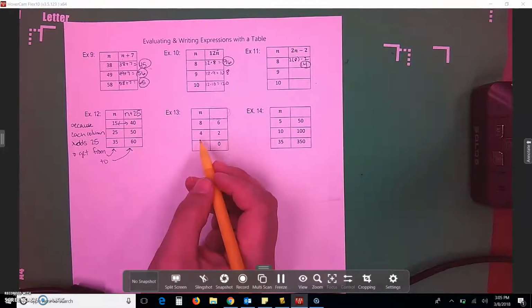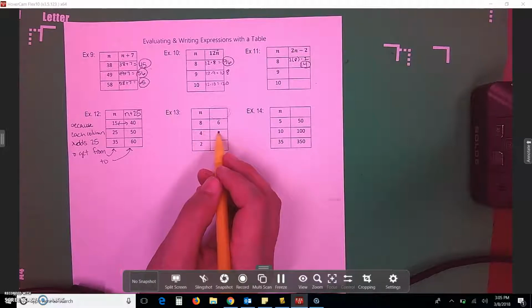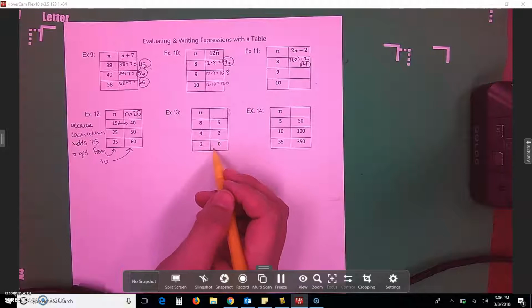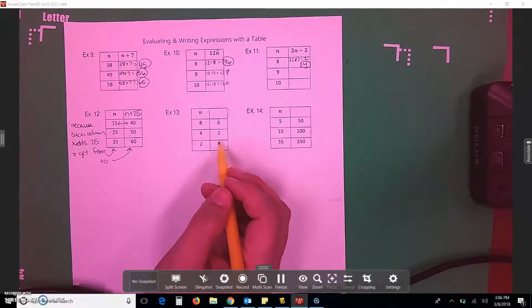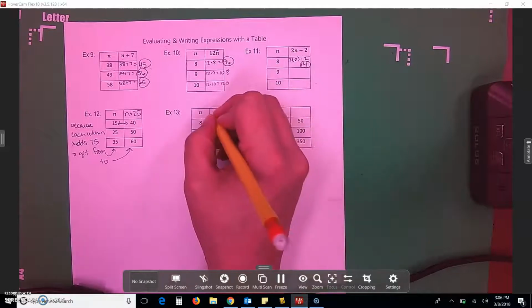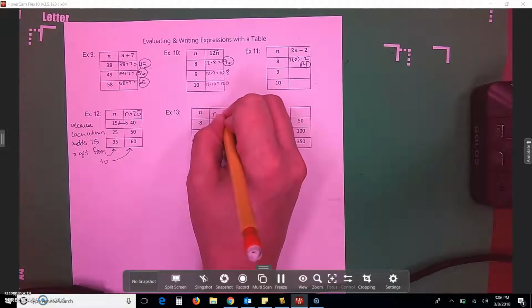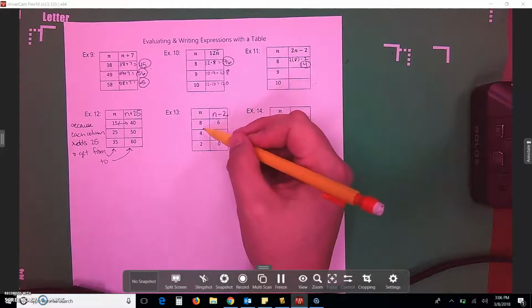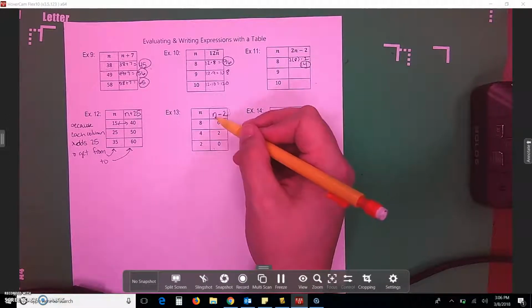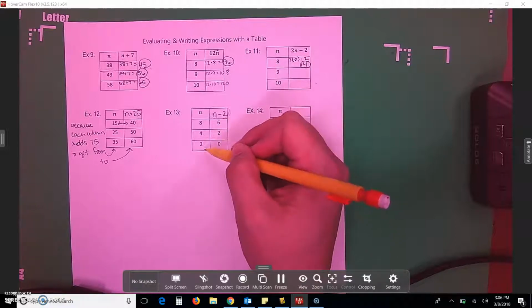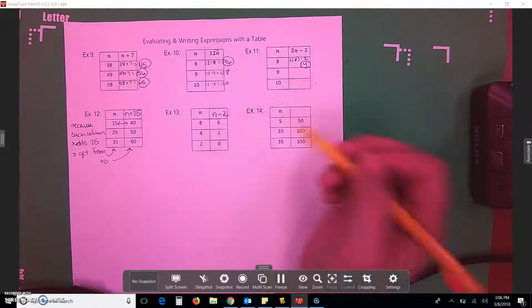If I look down here, we've got to go from 8 to 6, and then we've got to go from 4 to 2, and then we've got to go from 2 to 0. The only thing that I know of that works for all of these is subtracting 2. So I'm just going to go n minus 2. And then I'm going to look at it. Okay, if I put 8 here, 8 minus 2, yep, that's 6. 4 minus 2, yep, that's 2. 2 minus 2, yep, that's 0.